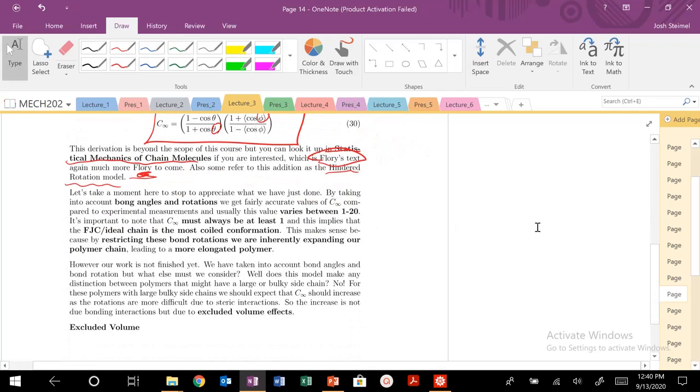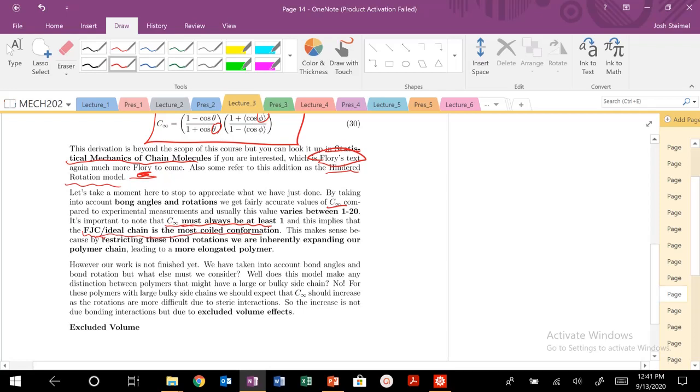We've talked about this before: C infinity must be at least one. And this implies, which is actually very interesting, that the ideal chain is the most coiled conformation. That's not necessarily the case. We can compress our polymer a little bit more, but we'll talk about that a little later on. But anyways, C infinity must be at least one.